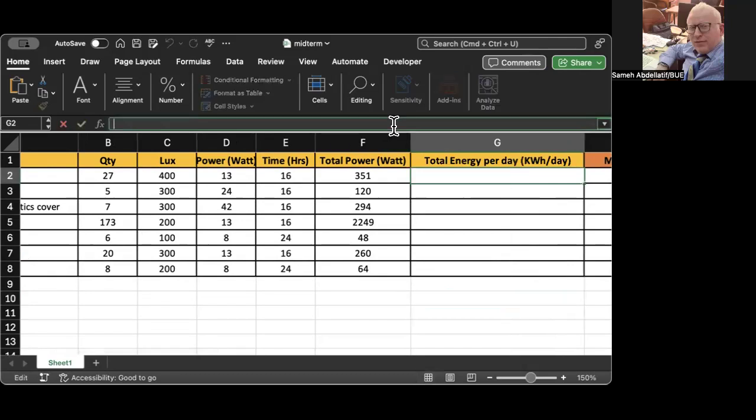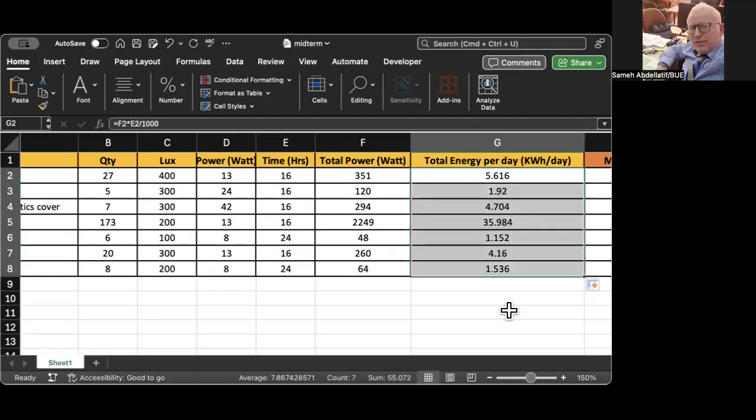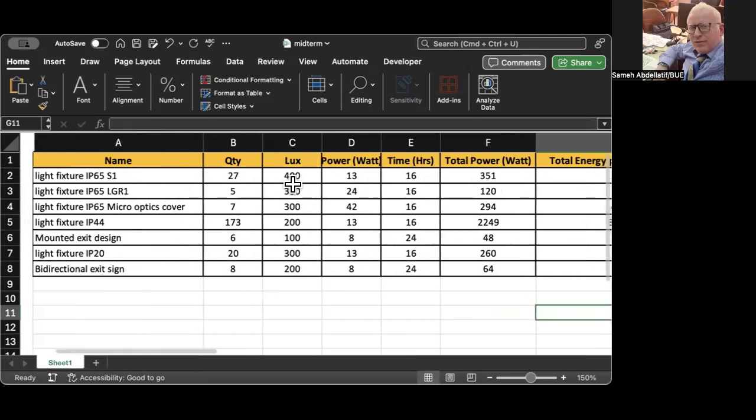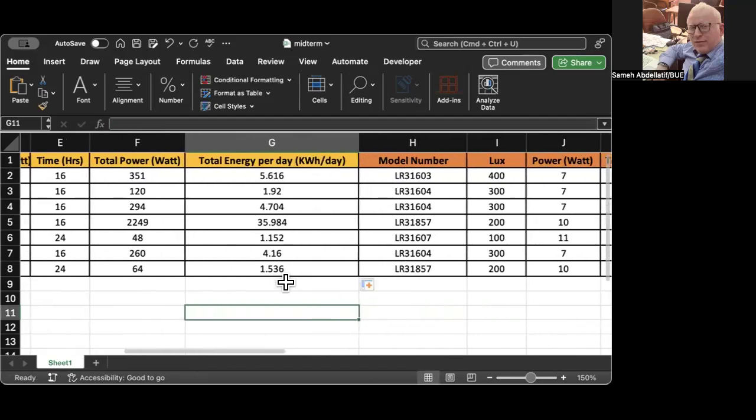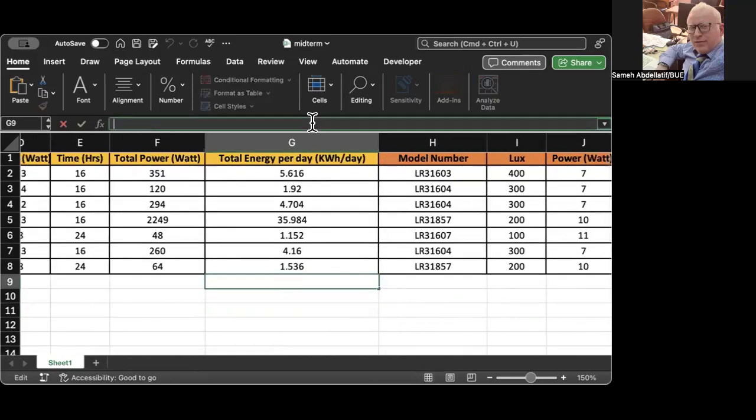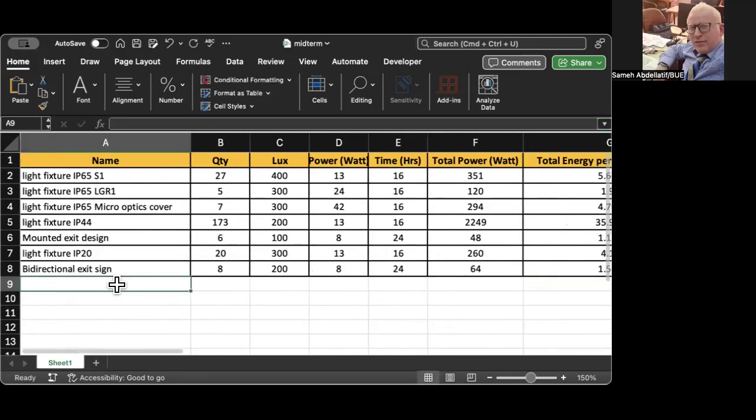So this is the direct multiplication of the total power times the time, as you can see. And we can make this summation, but here I made a mistake: I should divide by 1,000 to convert it to kilo. And then I can make this. So as you can see, this is the total power per quantity, per lighting source. And then we can calculate the total energy.